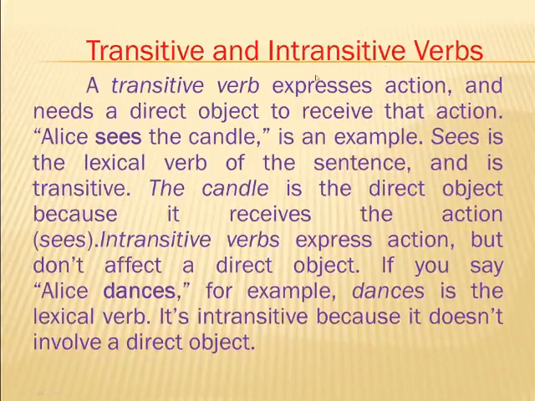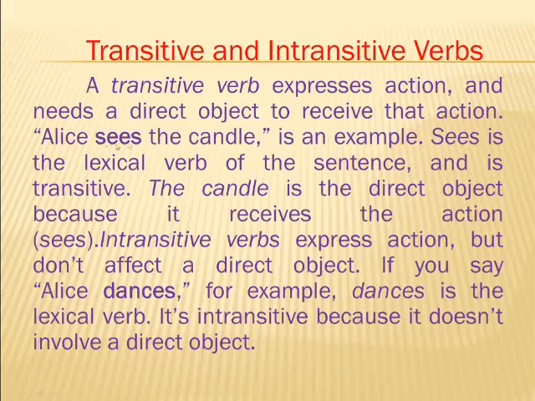Transitive and intransitive verbs. What is a transitive verb? A transitive verb expresses action and needs a direct object to receive that action. Alice sees the candle. Look at this sentence. Alice is the name of a girl. Sees the candle. She is seeing the candle. Here Alice is the subject, sees is the verb, and candle is the object.